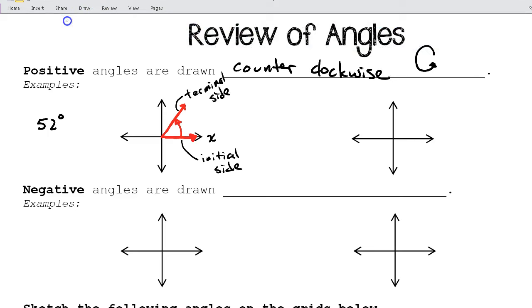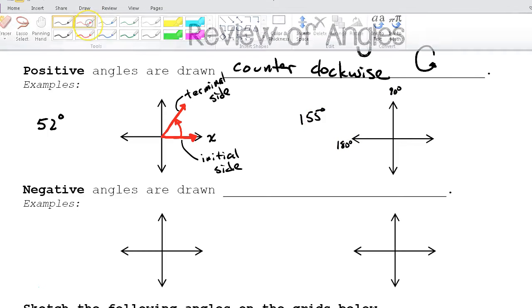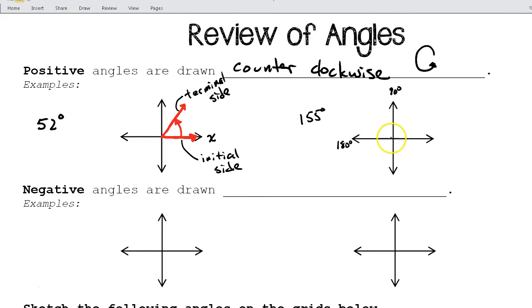So let's take a look at another example. Let's say we wanted to graph 155 degrees. I know that this is 90 degrees up at the top, and I know this is 180 degrees over there. So 155 has got to be somewhere in the second quadrant, somewhere around here. Here's my terminal side. Make sure you draw your initial side and then show that it's going counterclockwise. Sometimes you can label that part with 155 degrees. Similarly over here, we could have written 52 degrees. So those are positive angles.